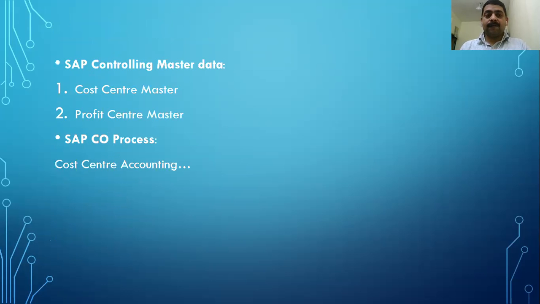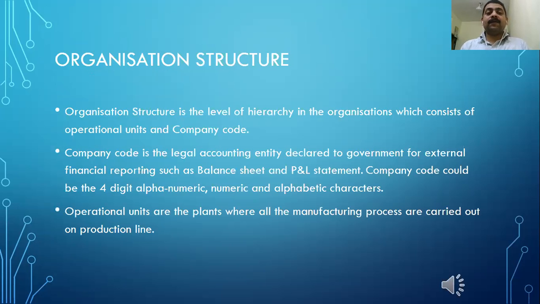So let's start. First, this is the CO part. I have already said this is a FICO module. So the FI part I have explained, and this is controlling master data. There are two. One is cost center master, and another is profit center master. And I have also included one process of cost booking in the CO module, that is cost center accounting. Let's start with the organization structure.